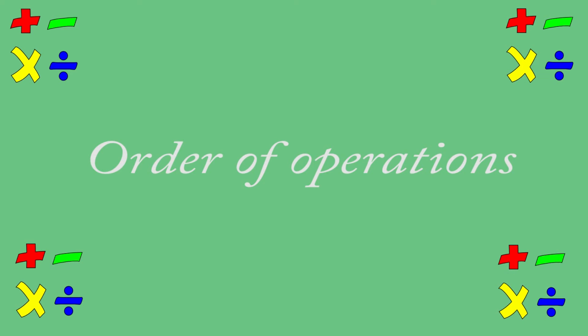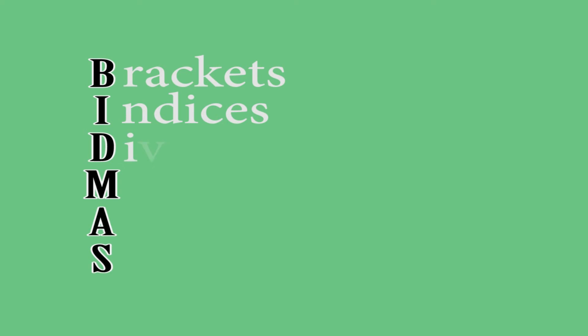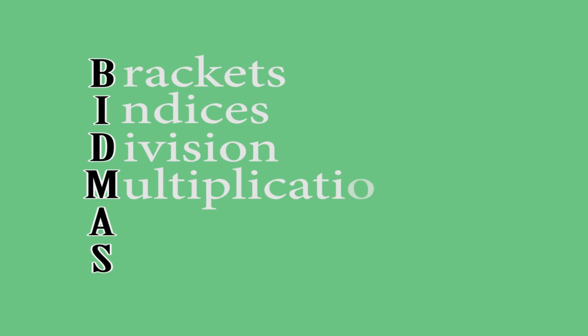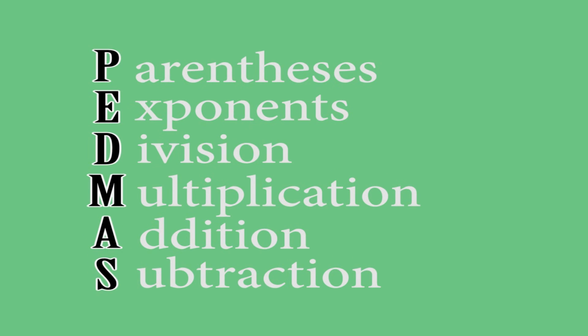There's a hierarchy which people often remember using the acronym BIDMAS. So that's brackets, indices, division, multiplication, addition and subtraction. You might have also heard BODMAS, or if you're American, then PEDMAS, which is parentheses, exponent, division, multiplication, addition, subtraction. It's all the same thing, just different ways to remember it. But let's use that example earlier.